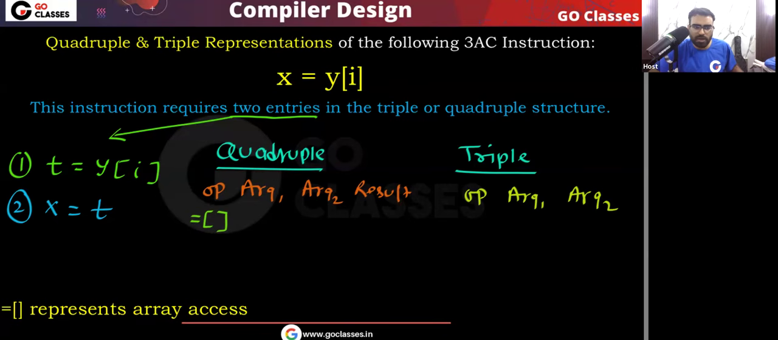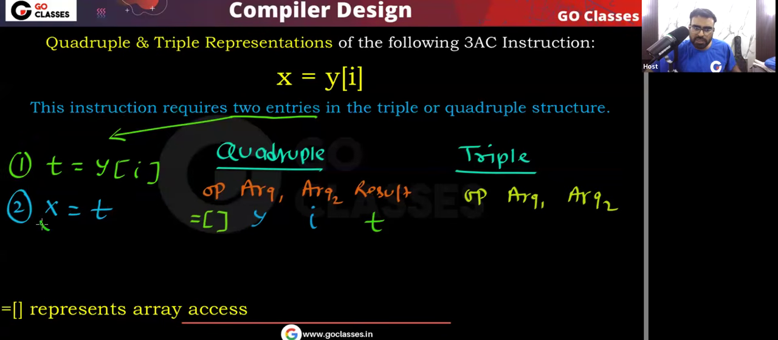And tell me what is the argument 1, argument 2? Argument 1 is y, argument 2 is i. Okay, y comma i. These are the argument 1, argument 2. And what is the result? The result is t. That's it. Very easy. So this is the quadruple representation for this statement. Let's see what about this statement.